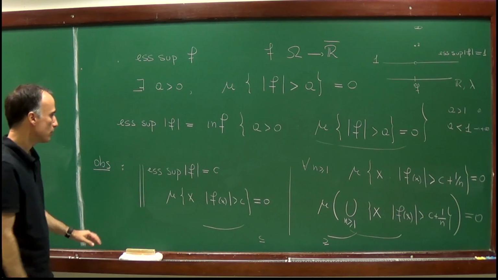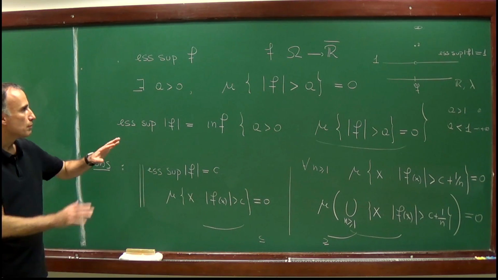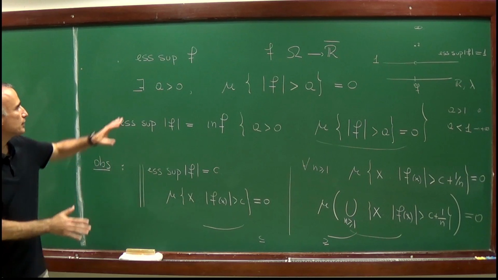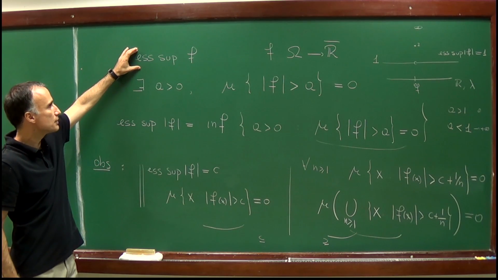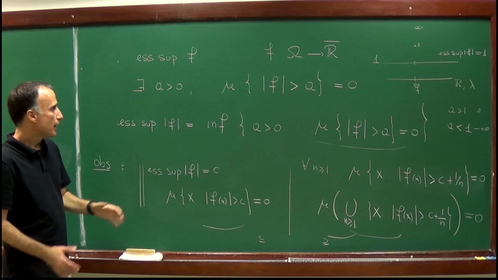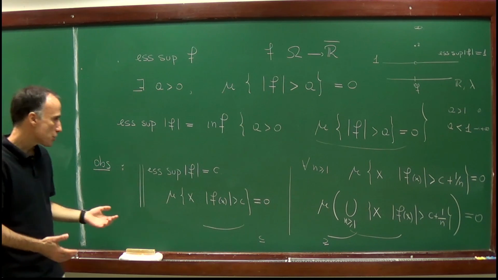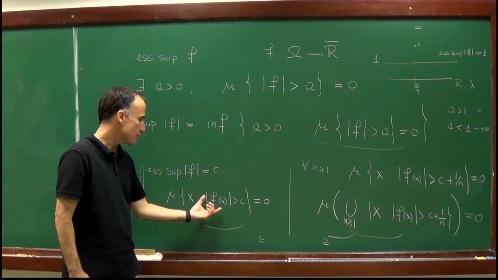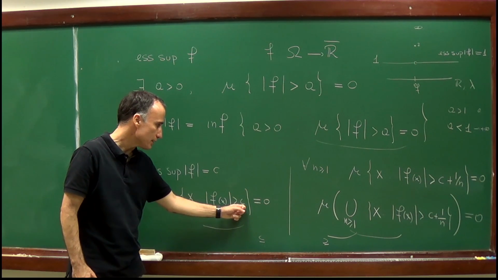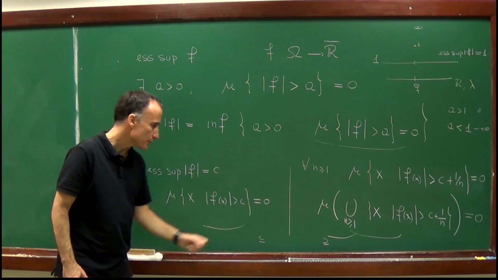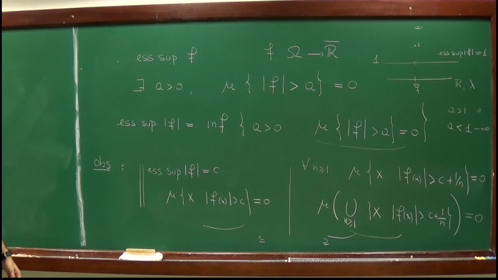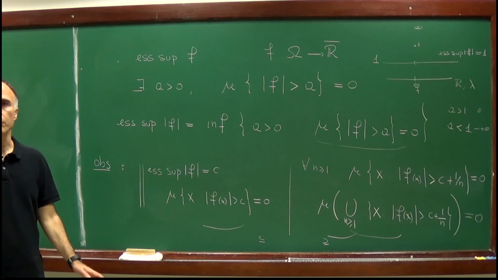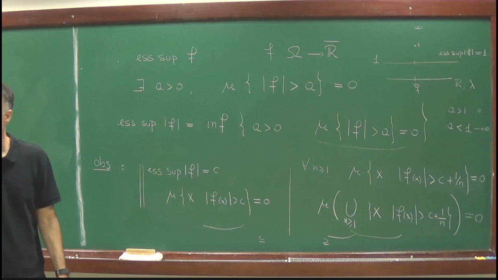So this is the first property. What we proved here is that, having introduced the concept of the essential supremum, if I take C as the essential supremum, the measure of this set is equal to 0. Now we'll see further properties of the essential supremum.